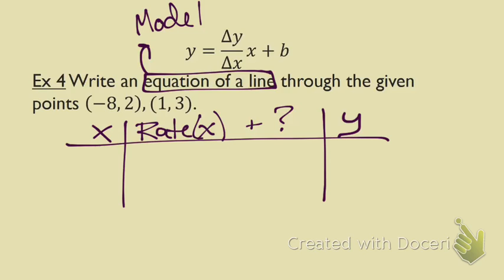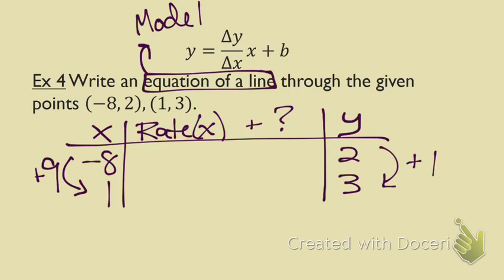Setup stays the same. Hopefully we've made it this far. Okay. So the rate is a 1/9. If you take a 1/9 times -8, you're at -8/9.